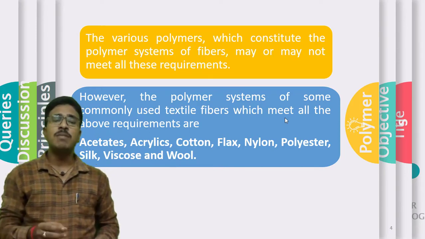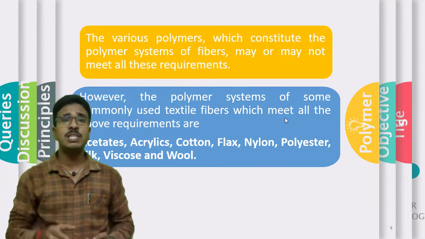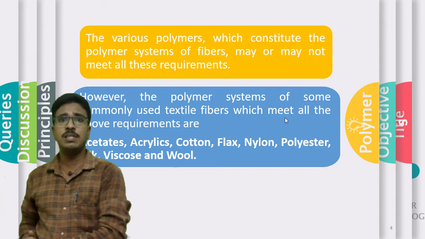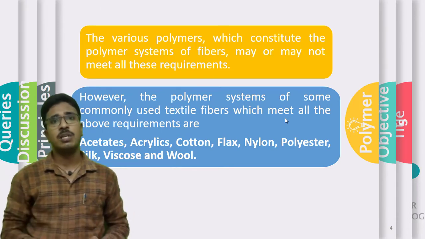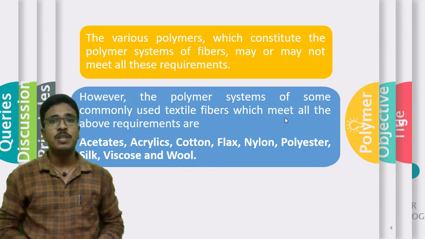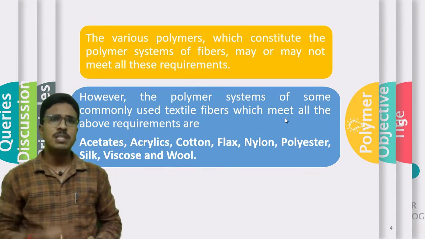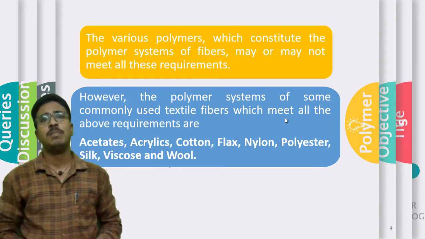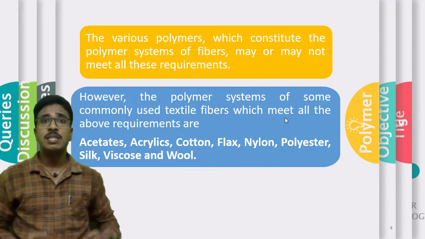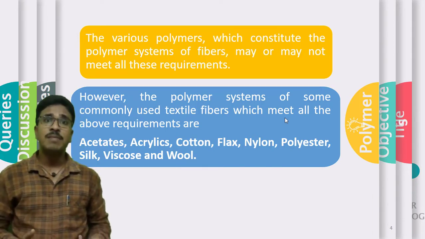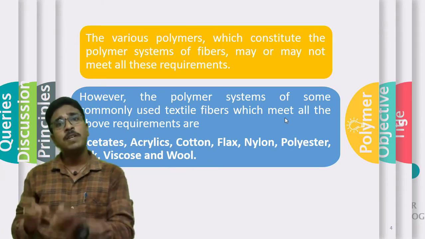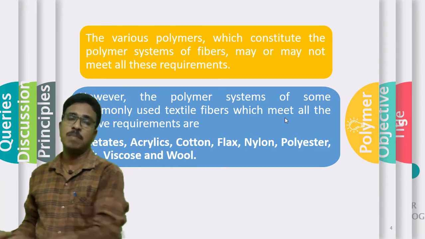Why? Because the polymer system in these fibers is very useful and fulfills the particular purpose. If you take cotton, it consists of a polymer called cellulose. If you take polyester, it consists of a polymer which, as the name itself says, is a polyester. It has the required strength, the required abrasion resistance, and resistance to wrinkles. Likewise, there are n number of properties with a particular polymer which meet the particular application.